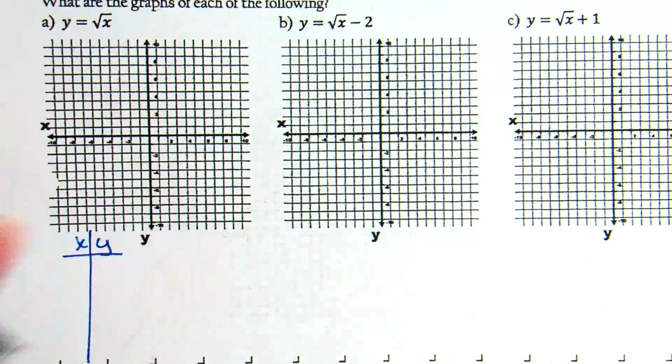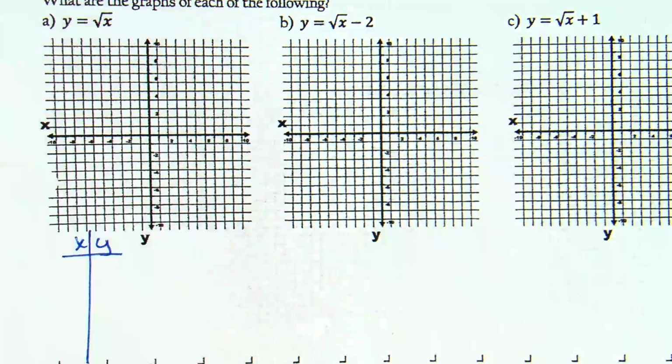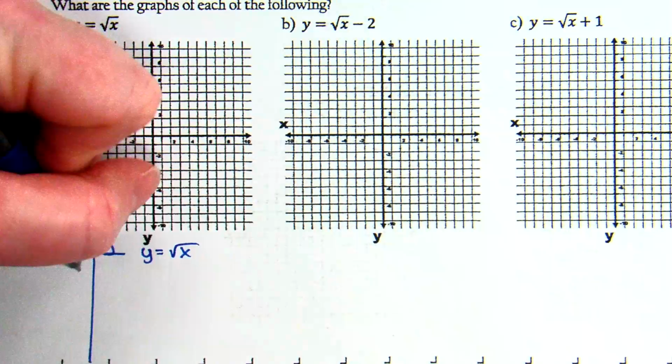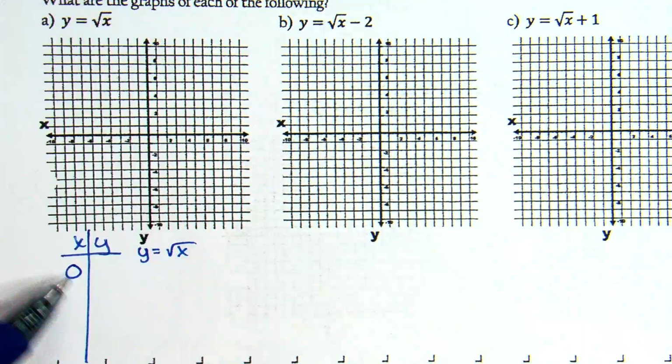How about an XY chart? Okay. This is an XY chart for y equals the square root of x. What's a good value to start with for x? 0. Okay, even before 1, 0. If we put in 0, what's the square root of 0? 0.